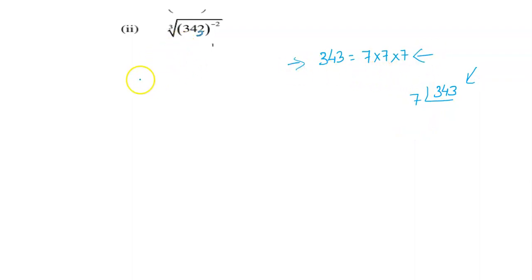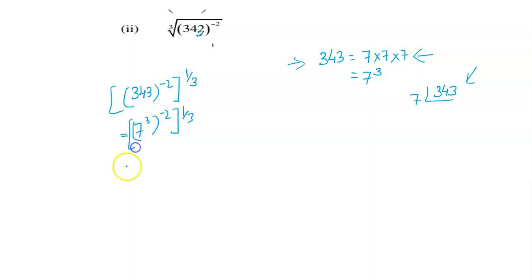Okay, so now 343, this means I can write 343 as 7 raised to the power 3. This is 7 raised to the power 3. So I will write 343, okay, minus 2, and already explained yesterday, students, whenever we remove the signs, whatever power is there, it will be like this, 1/3. So this is equal to 7 raised to the power 3, minus 2, then bracket 1/3. Is it clear, students?